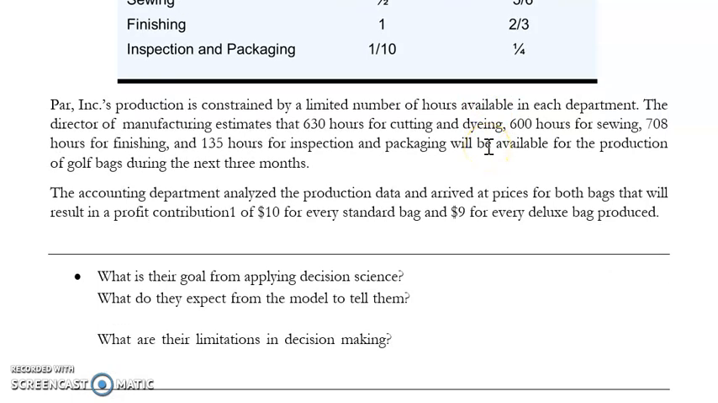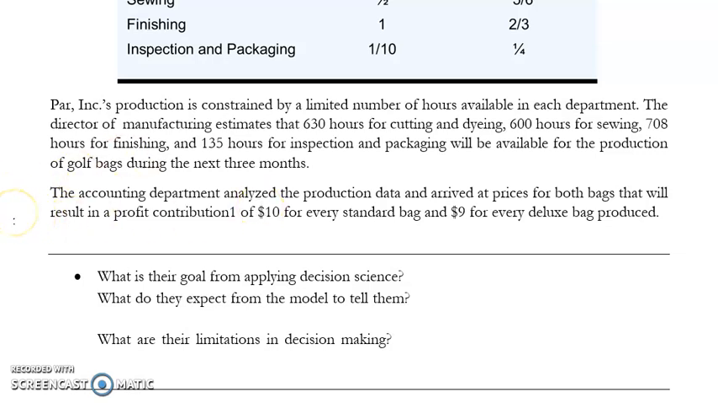Okay, so again, let's review it together. We have a factory, we have a manufacturer. It wants to produce 2 kinds of product, and each product has 4 processes to complete, and we have limited time. We are constrained in terms of time availability, and also we have a specific amount of time available.